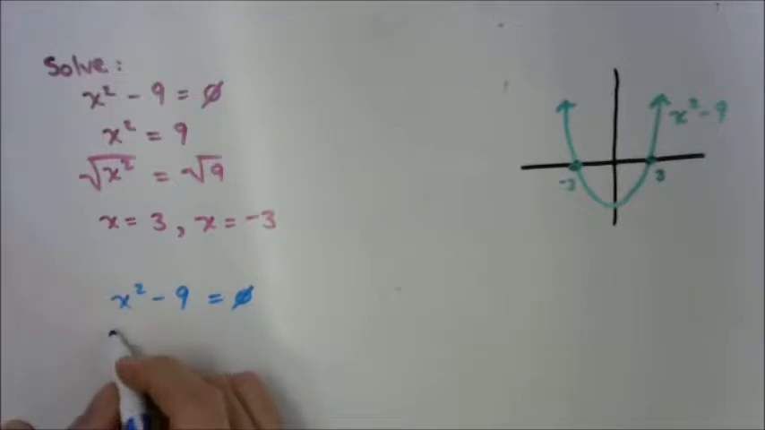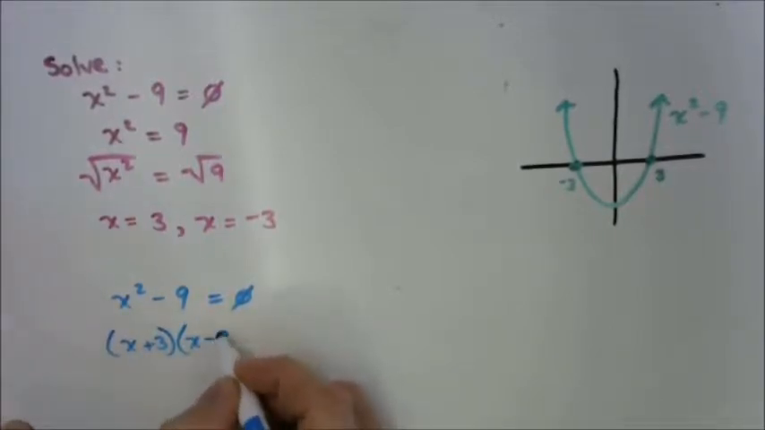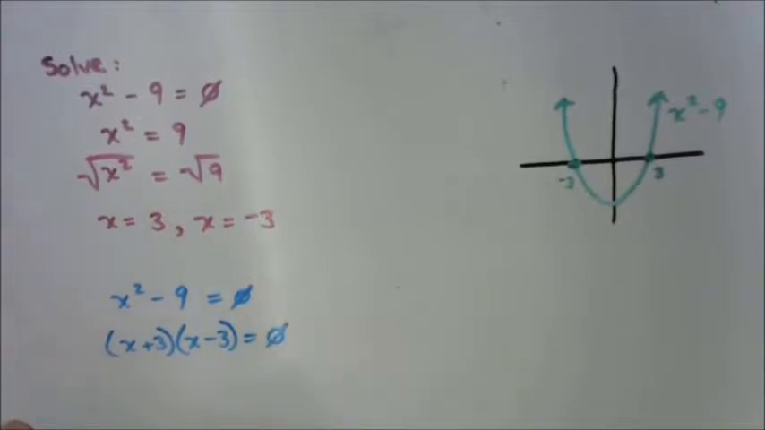So my pattern tells me that I can just go x plus 3, x minus 3 equals 0, in which case the roots are x equals negative 3, because that will make this factor equal 0, which makes the whole thing equal 0, and x equals positive 3, which makes this factor equal 0, which would then make the whole thing equal 0.